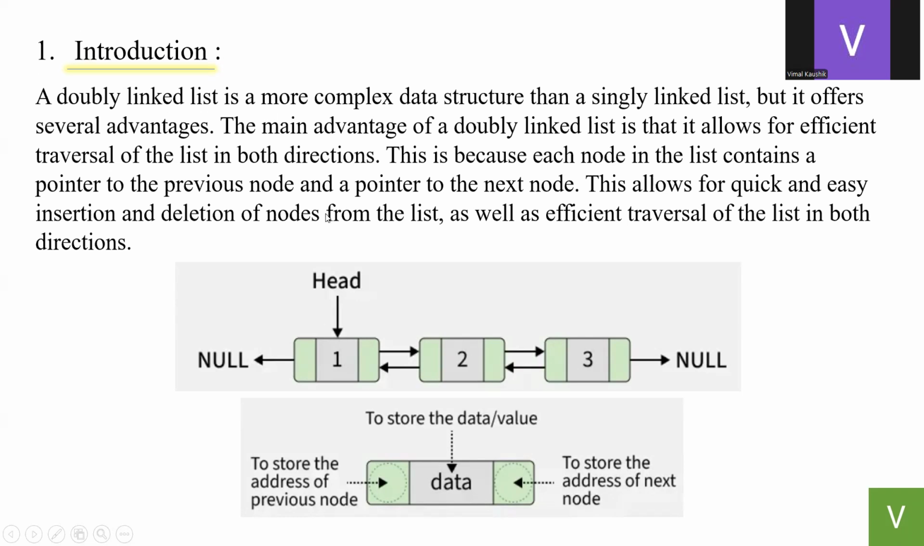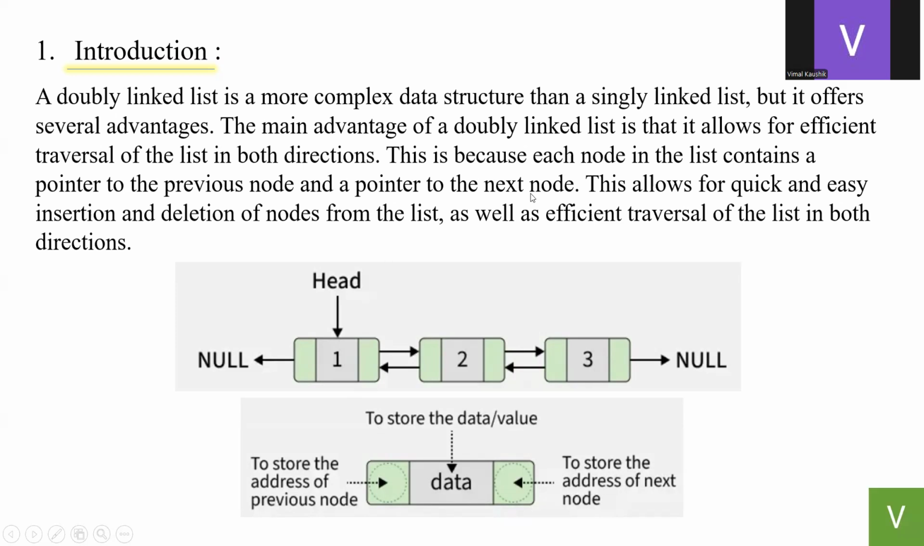Basically, the double linked list consists of a node. In that node, it consists of three different blocks. The first block represents the previous link, the second block represents the value, and the third block represents the next link.